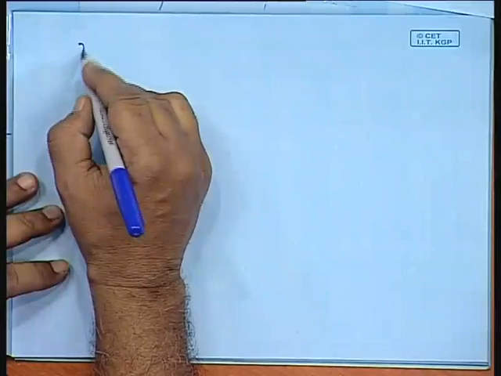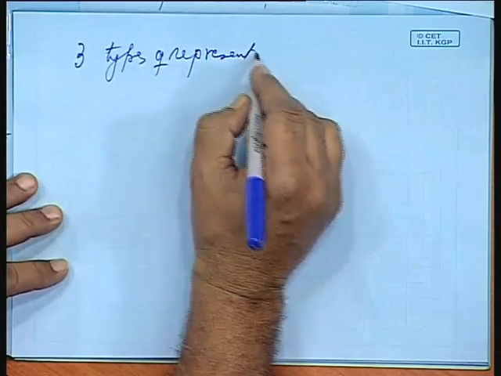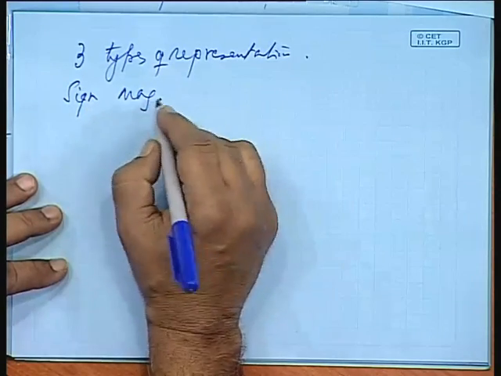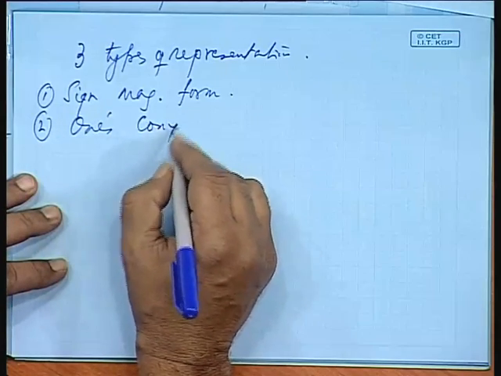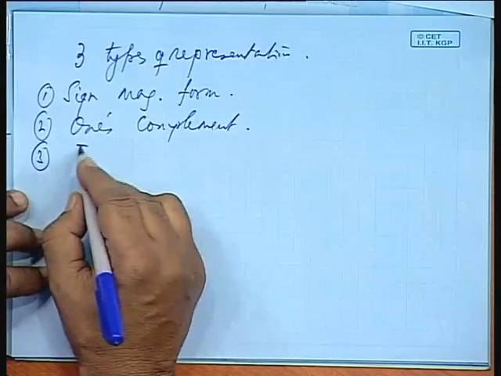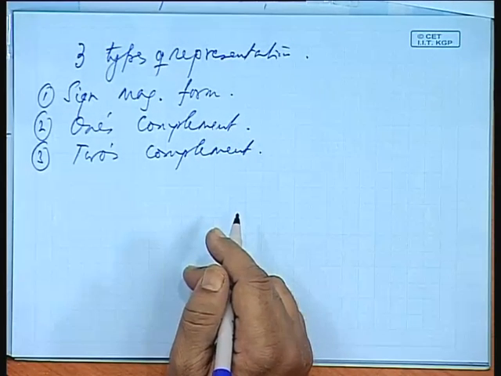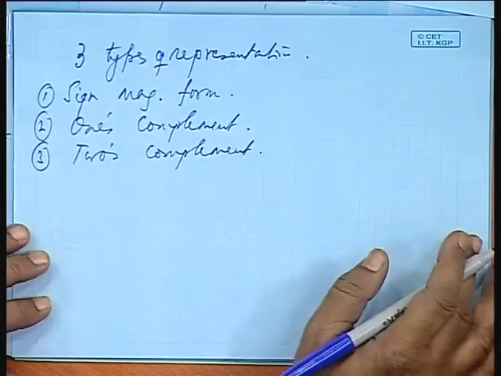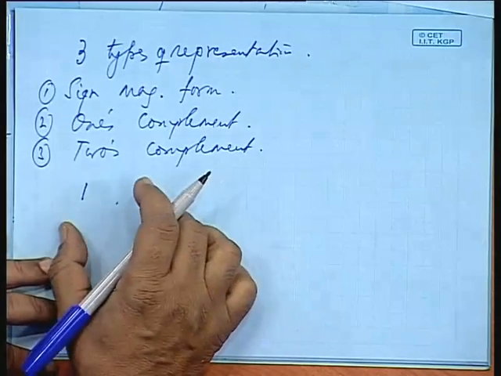So there are 3 types of representation in the binary system. One is sign magnitude, one is 1's complement, and the third one is 2's complement. Some of you have studied this in digital electronics. For the benefit of those who have not gone through this course, I will just briefly go through this. We will not go into the details of this representation. The negative number is always given by a 1 and a positive number by a 0 in the MSB, most significant bit.